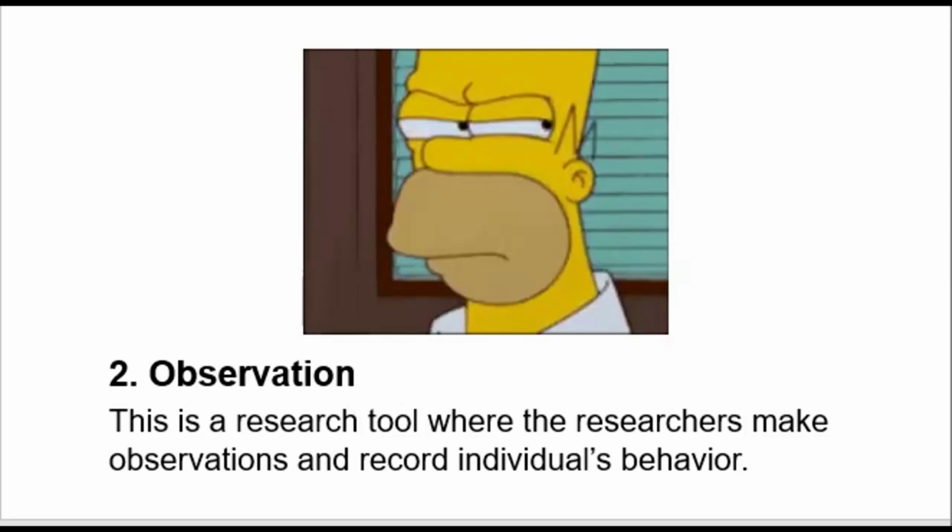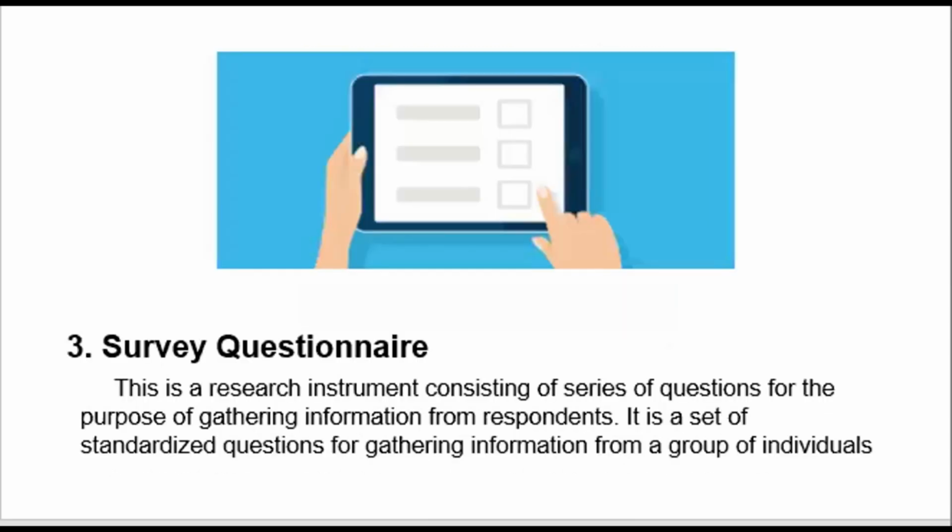So now let's proceed with the third one. This is usually used in quantitative research, and this is called a survey questionnaire. This is a research instrument consisting of a series of questions for the purpose of gathering information from respondents. It is a set of standardized questions for gathering information from a group of individuals. I think we are familiar with the survey questionnaire.